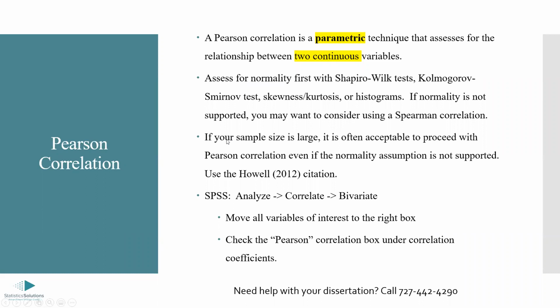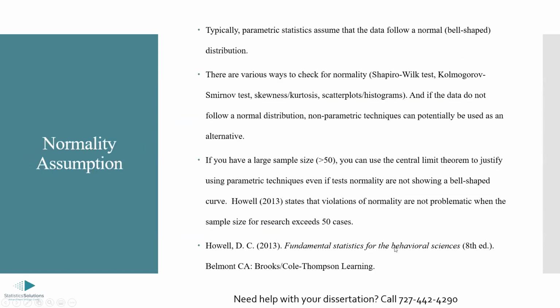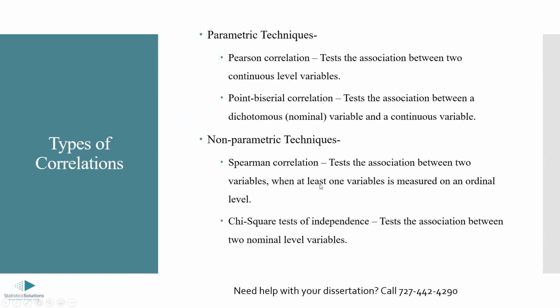But keep in mind that if you have a large sample size, as we indicated before, you can apply the central limit theorem to proceed with using a Pearson correlation, because violations of normality are not really problematic when you have a large sample. And then you can use that citation that I provided over here. So large samples greater than 50, violations of normality are not problematic.